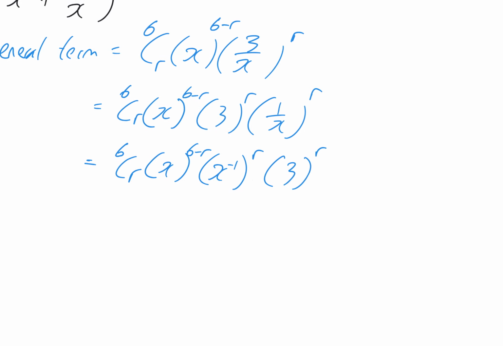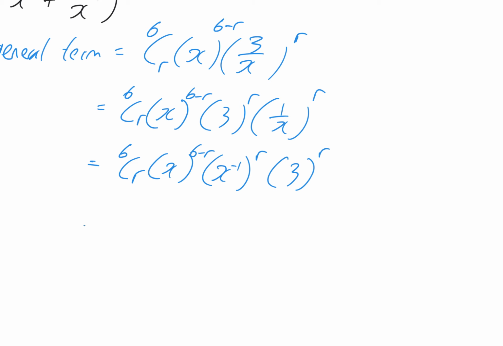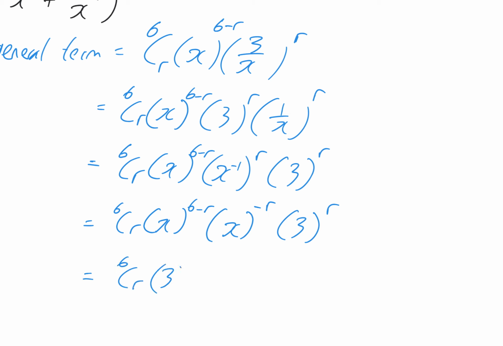Okay, if we go on with this, we're just going to sort out the middle term here. So we're going to leave everything else as it was. 6Cr, x to the power of 6 minus r. x to the minus 1 to the power of r will become x to the power of minus r. And then that's 3 to the power of r. Now what we're going to do is combine these two terms just using your first rule of indices. When you multiply index numbers with the same base, you just add the powers. That's all we're going to do here. So it's going to become 6Cr. I'm also going to pull the 3 to the power of r out the front. And then we're going to be left with x to the power of 6 minus r minus r, which is going to be 6 minus 2r.